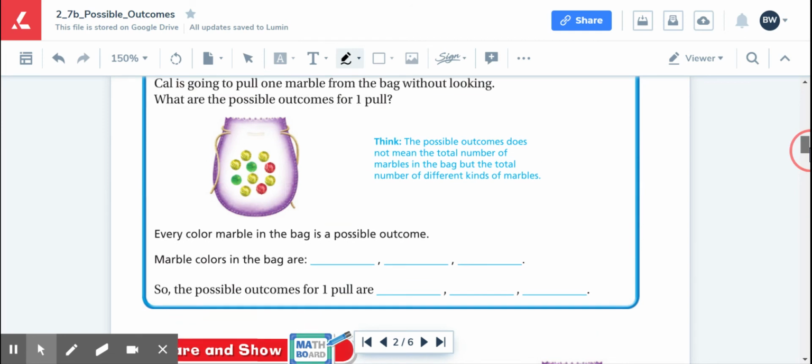So I'm just going to write the first letter of each color on this here, but it says marble colors in the bag are Y for yellow, G for green, and R for red. Those are our possible outcomes. So the possible outcomes for one pull are yellow, green, or red.